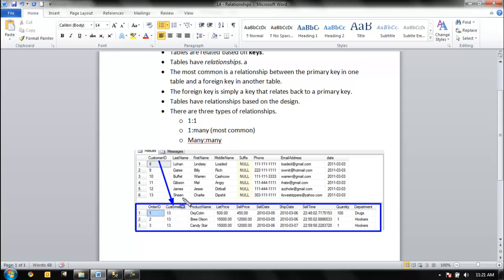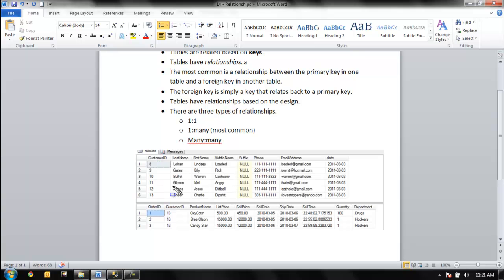And what do we see here? Well, we have number 13. So who is customer number 13? Well, sure, you could look at the product name to know, OxyContin, Bree Olson, Candy Star, the department they're in, hookers and drugs, that's easy. I mean, sure, it could be Lindsay Lohan, but the alcohol is not mentioned here. We can see that it's Charlie Sheen. He is number 13.